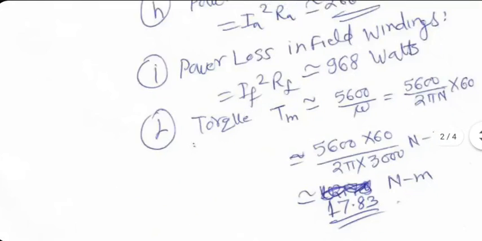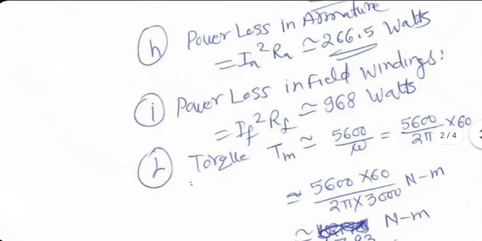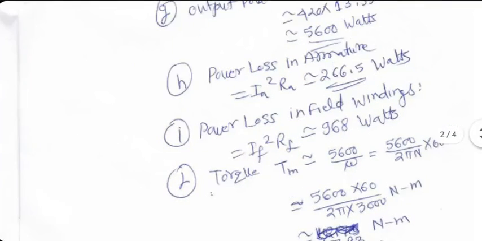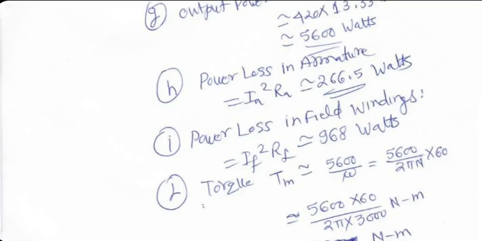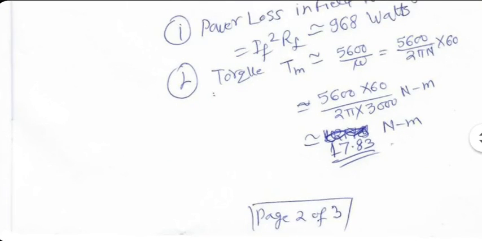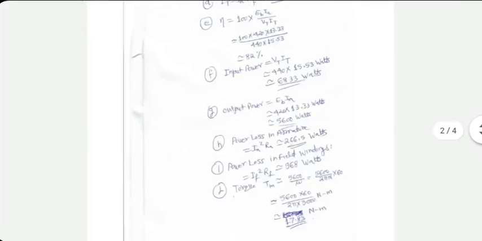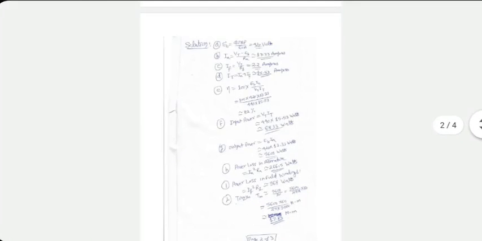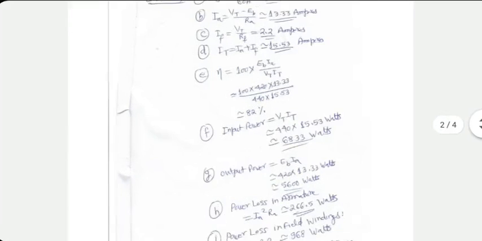And the last thing is the torque, which is output power divided by omega. And omega is 2 pi N by 60. So 5600 divided by 2 pi N by 60. Do the calculations. Hopefully there is no mistake in my calculations. Output torque turns out to be 17.83 Newton meter approximately. One page is enough, I think, for all the calculations, if you know how to do them.